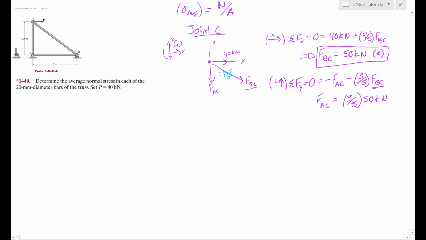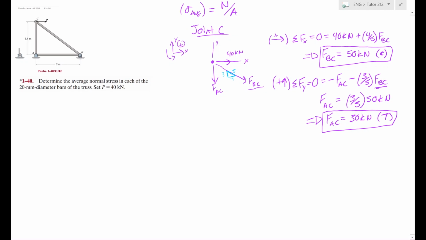Hopefully that makes sense. All right, and then solve for AC. We get 30 kilonewtons in tension, which is that positive sign convention. All right, now we can do it for B. We'll do that as a method of joints for joint B. A has too many unknowns. B has two unknowns, but only one in each direction.